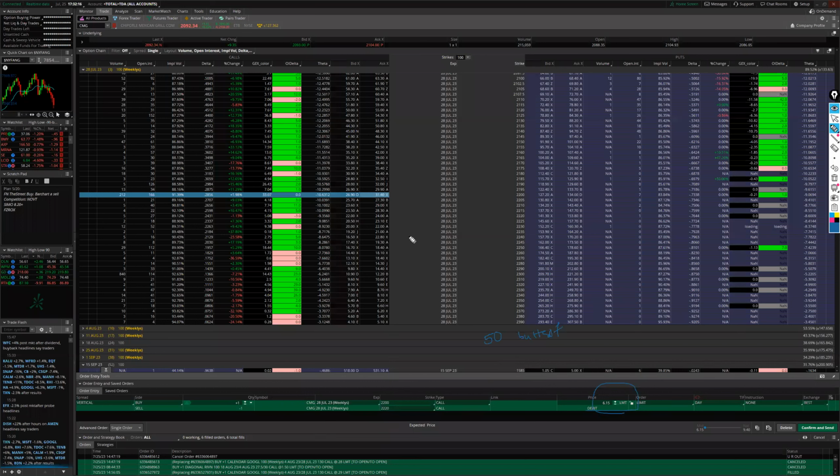Buying a 2200, 2220 call debit spread, you are spending $6.20, so $620. But doing a 2200, 2250, 2300 call butterfly, you are paying only $5. You are getting a bigger, wider margin and you're paying less when you do a butterfly.